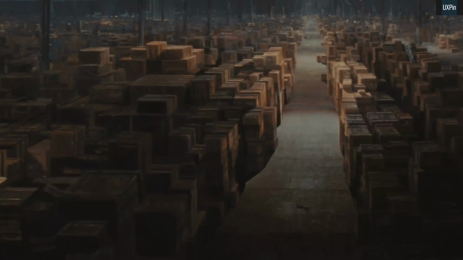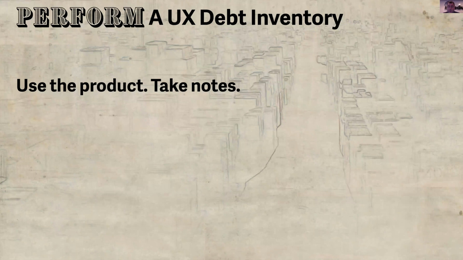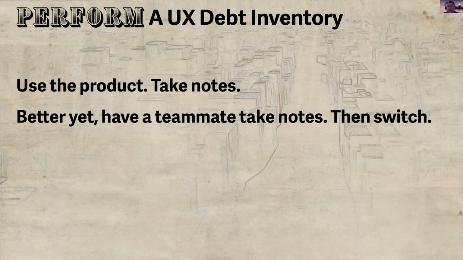So awareness helps when you are establishing a product, or when you have an established product, right? But if you're starting fresh, maybe you just acquired a product, and it's coming in and you know that there's debt in there and so forth, you can jumpstart by creating a UX debt inventory. So it's very simple, and it's also referred to as expert review. Just use the product, take notes, or better yet, have a teammate take notes and then switch, and you take notes while they use the product. You can get quite a list of things, just by doing that, very simply.